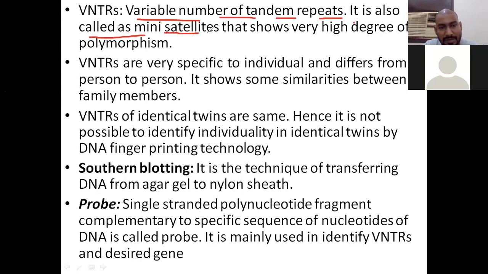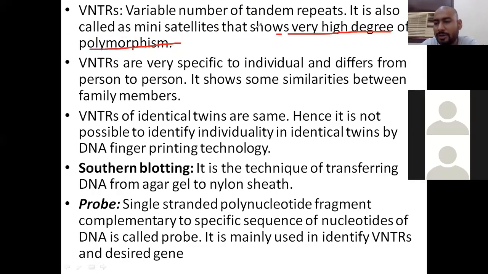It is also called the minisatellite. Microsatellite they have not given, so I'm not going to talk about it. But minisatellite shows a very high degree of polymorphism compared to microsatellite polymorphism. And what does polymorphism mean? The mutation which is inheritable in the individual. So that is called polymorphism.